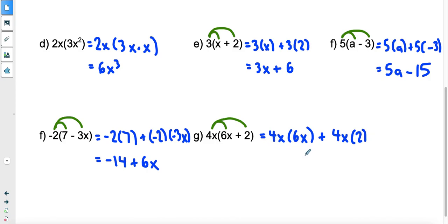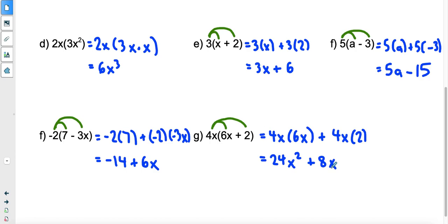4x times 6x, well again, we know 4 times 6 is 24. Also, x times x is x squared. So, 4x times 6x is 24x squared. Also, we're adding 4x times 2. 4x times 2, well 4 times 2 is just 8. So 4x times 2 is just 8x. And that's my answer: 24x squared plus 8x.